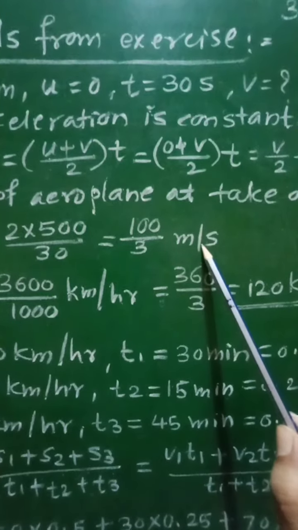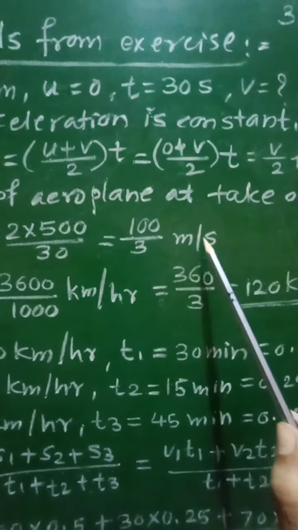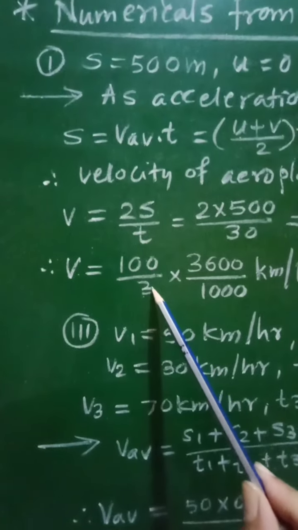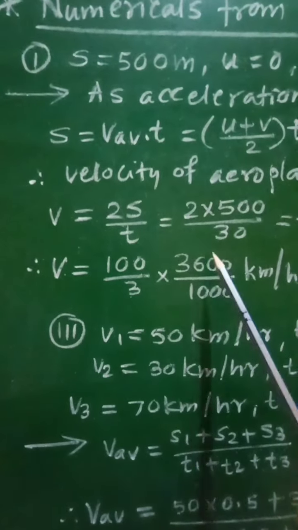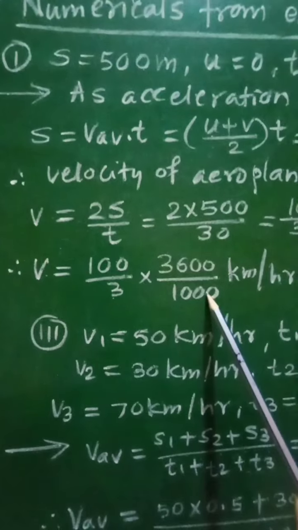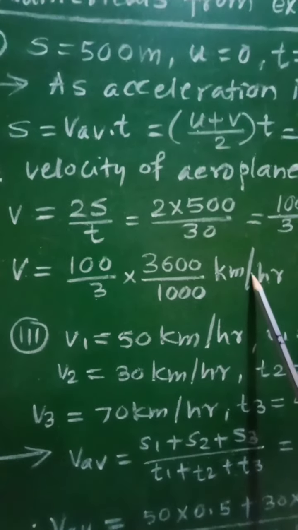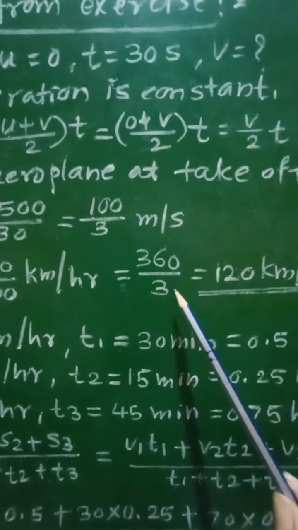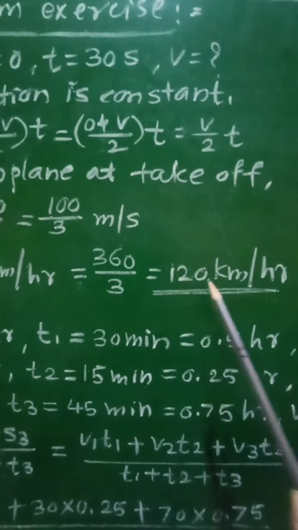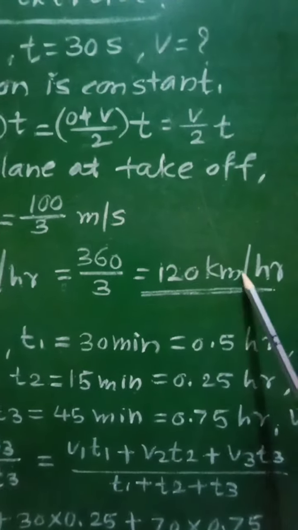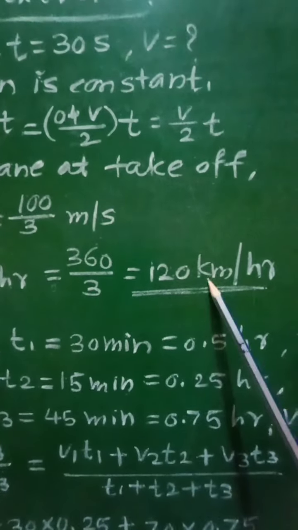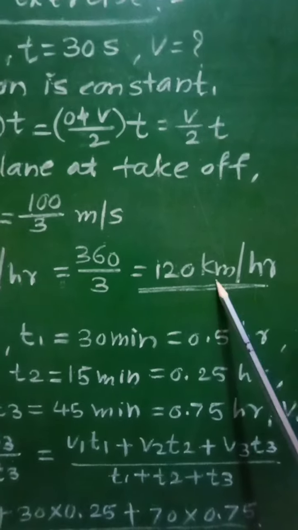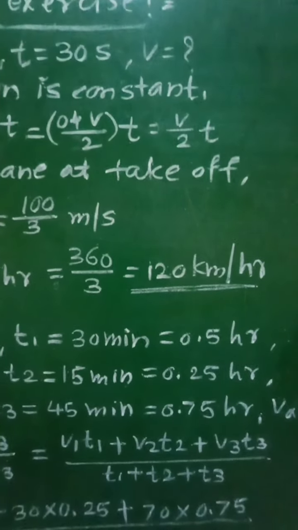Now we have to convert it into kilometer per hour, and therefore we can write v is equal to 100 by 3 into 3600 upon 1000 kilometer per hour. Simplifying this, we will get 360 upon 3, that is equal to 120 kilometer per hour. This will be the velocity of the aeroplane at the takeoff.